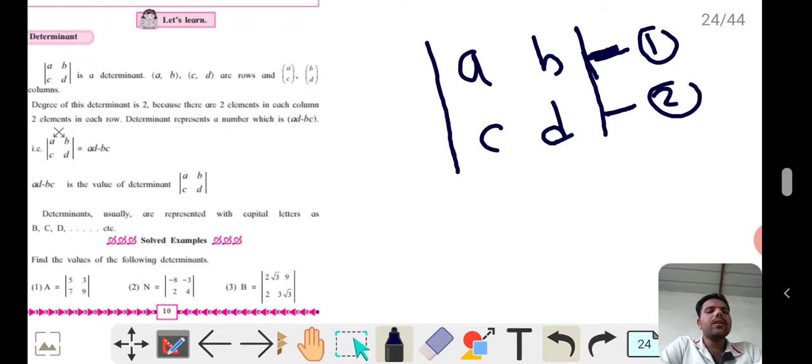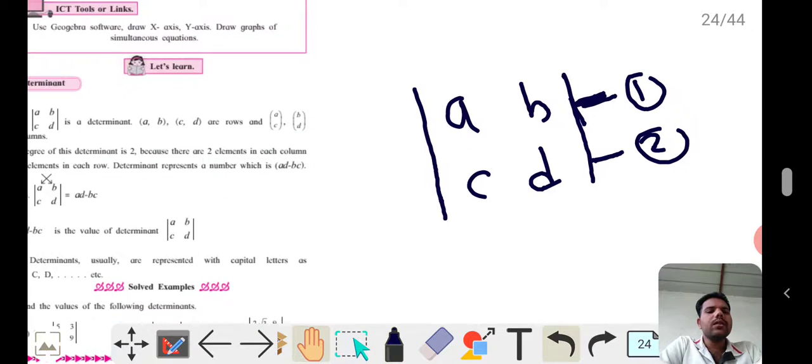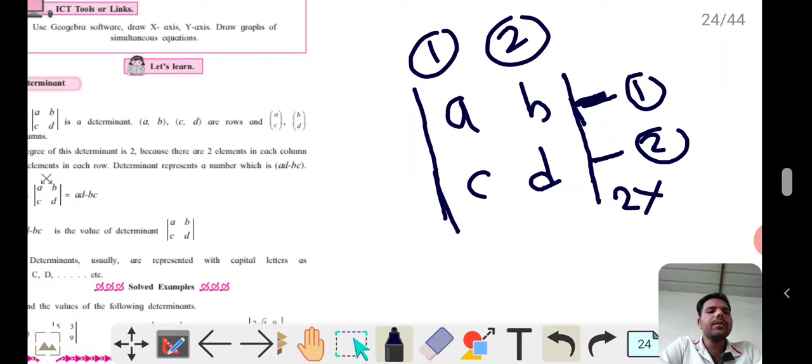This determinant also has two columns. This is column number 1 and this is column number 2. So this determinant is of the order of 2 by 2, that means 2 rows and 2 columns.